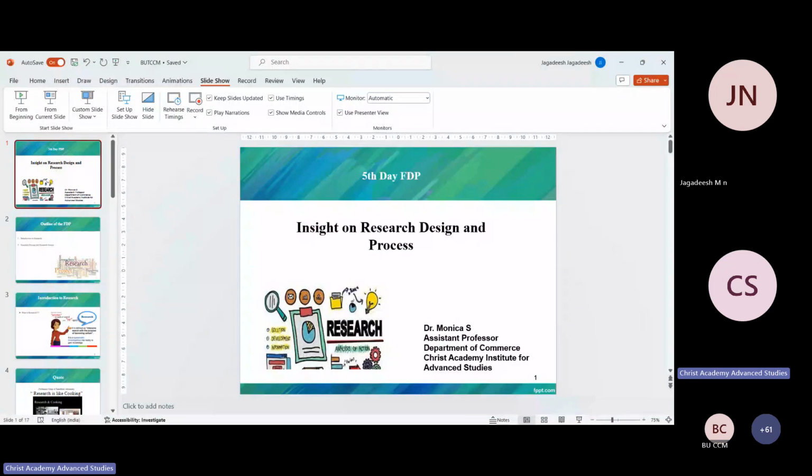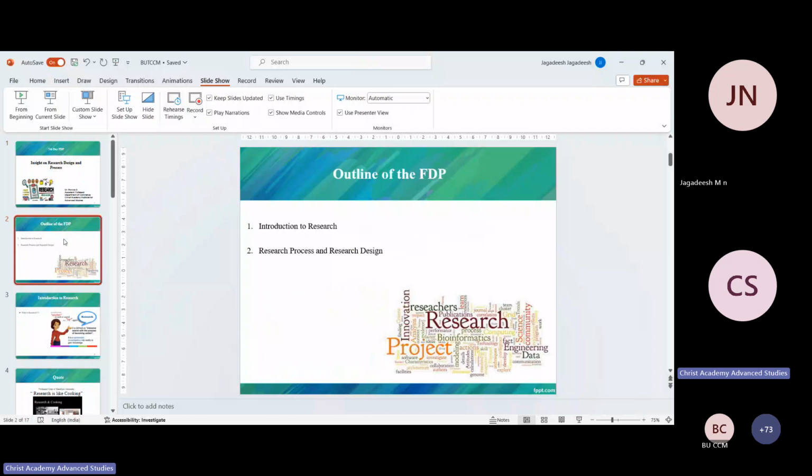Yes, sir. Once again, I welcome all the academicians and research scholars for this wonderful session on insight on research design and process. Today's session is outlined into two categories, that is introduction to research, followed by research process and research design.